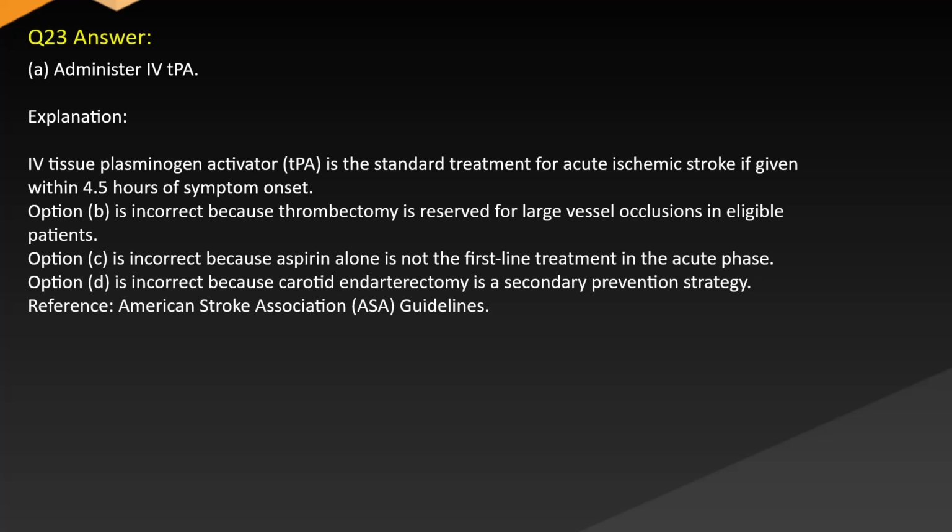Answer A. Administer tPA. Explanation: Tissue plasminogen activator, tPA, is the standard treatment for acute ischemic stroke if given within 4.5 hours of symptom onset. Option B is incorrect because thrombectomy is reserved for large vessel occlusions in eligible patients. Option C is incorrect because aspirin alone is not the first-line treatment in the acute phase. Option D is incorrect because carotid endarterectomy is a secondary prevention strategy. Reference: American Stroke Association, ASA guidelines.